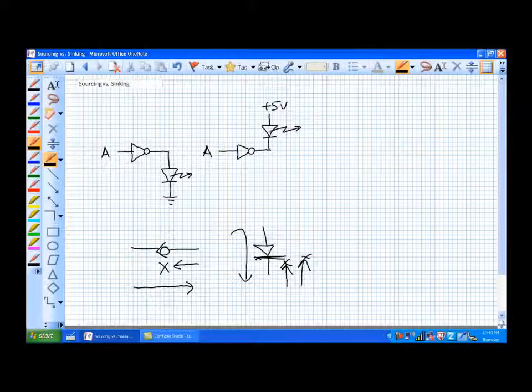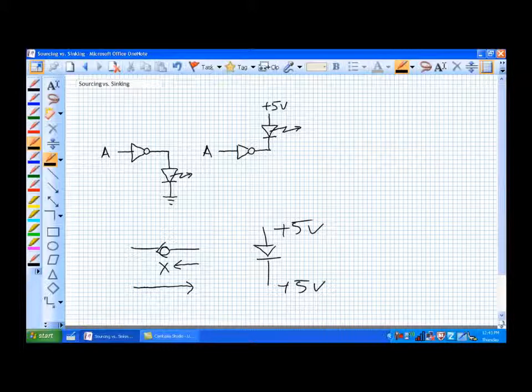In this direction here. Okay, so now how do we establish current flow? Well, we have to have a potential difference. So a diode with plus 5 volts on this side and plus 5 volts on that side, will it have any current going through it? The answer is no, because there is no potential difference. So that light emitting diode will not emit light because there is no current flow through it.